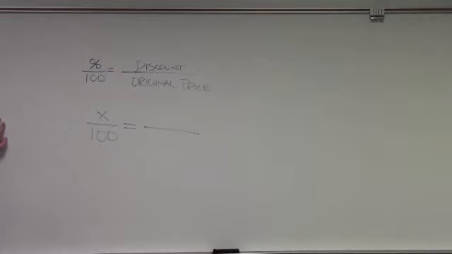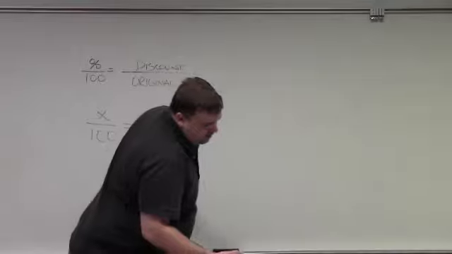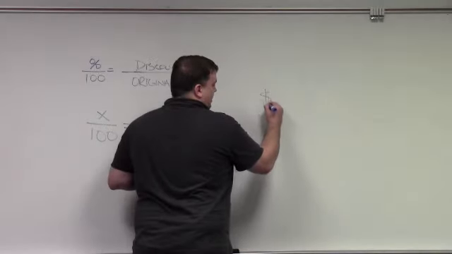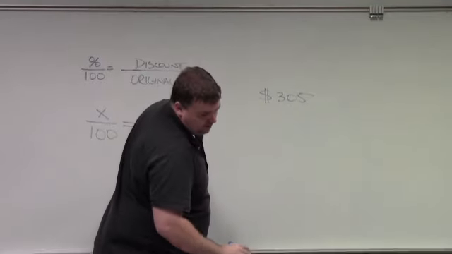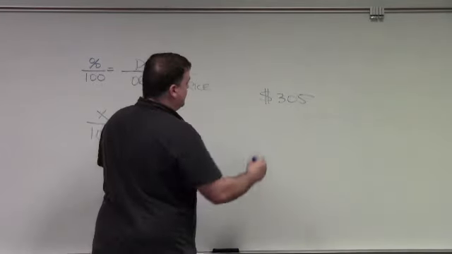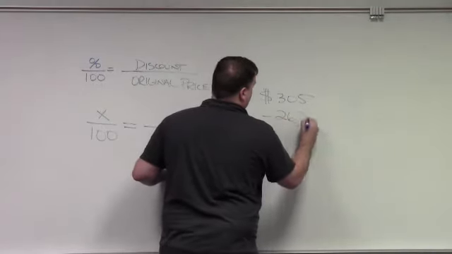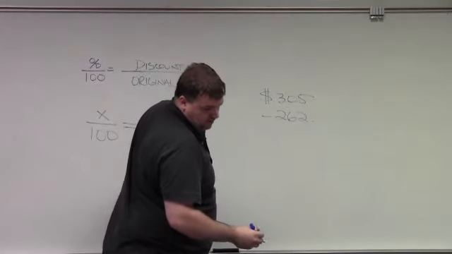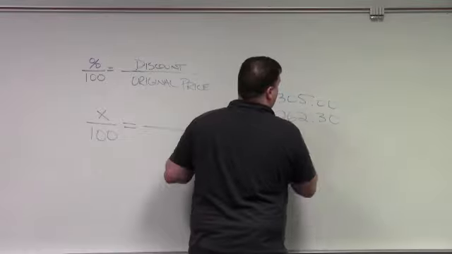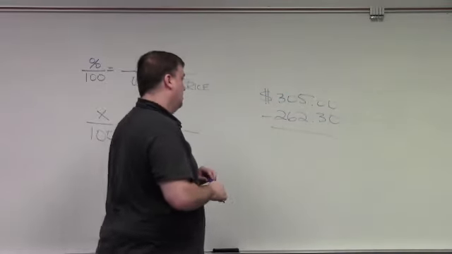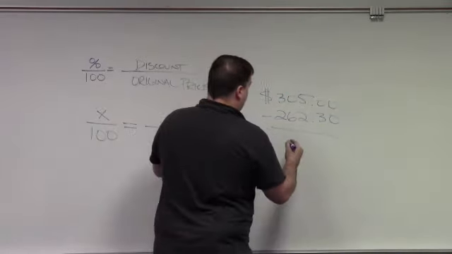The discount is going to be the difference between the original price and the sale price. So we've got to do that first. We aren't given the discount directly, but we can find it. So 305 minus 262.30.